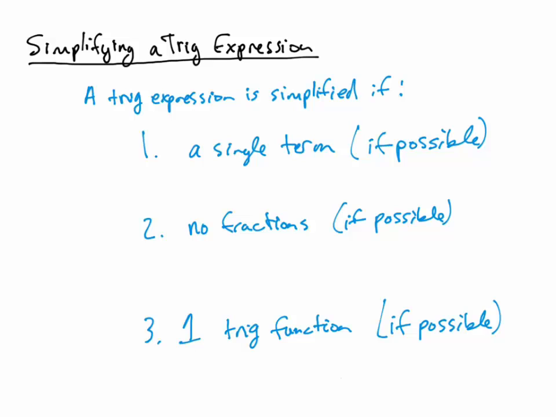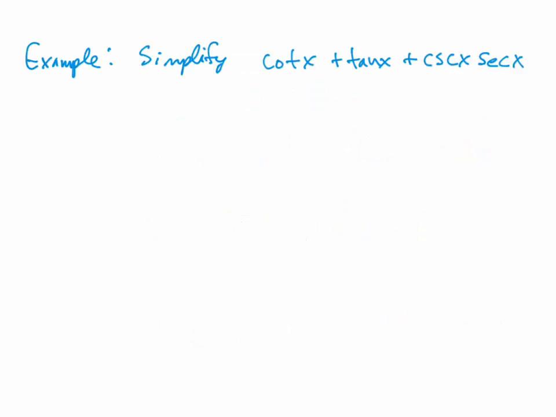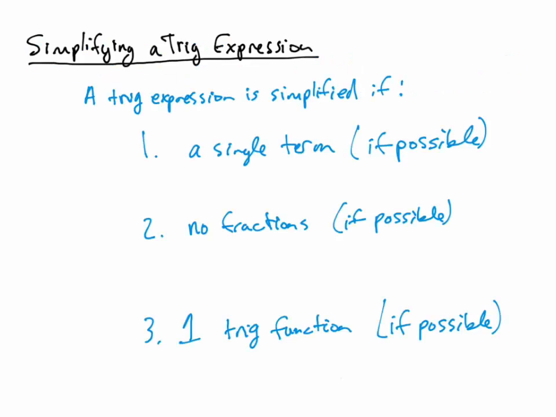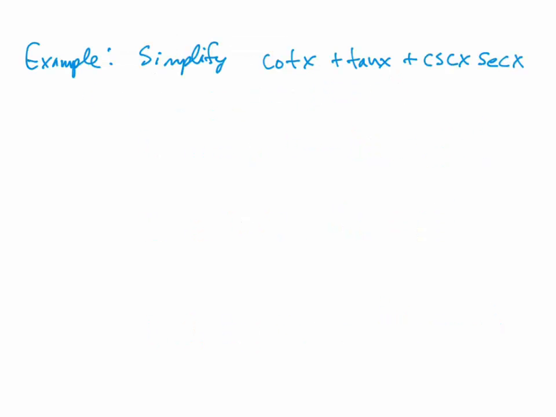So let's look at a couple examples of this. The expression we have is cotangent of x plus tangent of x plus cosecant x secant x. Back to what we're trying to do, we want to get down to a single term, no fractions, and one trig function. Now what we notice is that we have three different terms here, so definitely not a single term. And then we have four different trig functions: cotangent, tangent, cosecant, and secant. So let's try to get down to one term and a single function if possible.